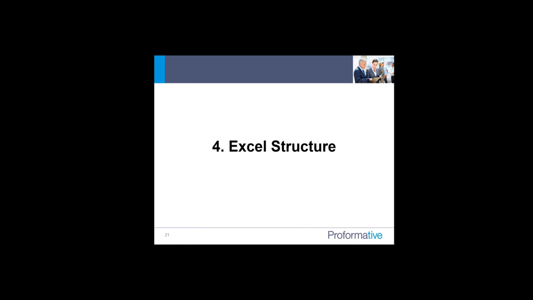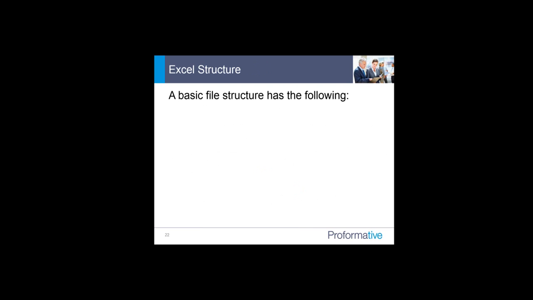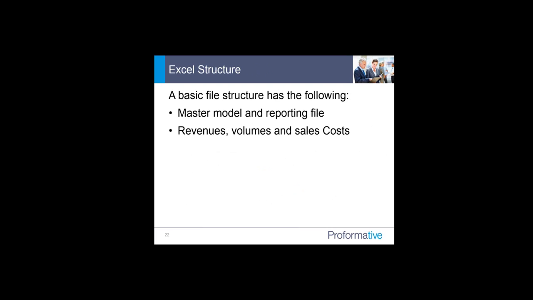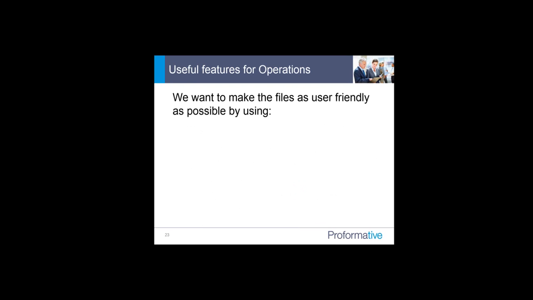So, the Excel structure. This is the real meat of what we're going to do. I've put together for you today a basic file structure that has the following. There's the master model and reporting file, the revenue and cost file, which we've just looked at, a marketing cost file, a manufacturing cost file, and a central overhead. And of course, you can add any additional departments to that that are applicable for your particular enterprise.